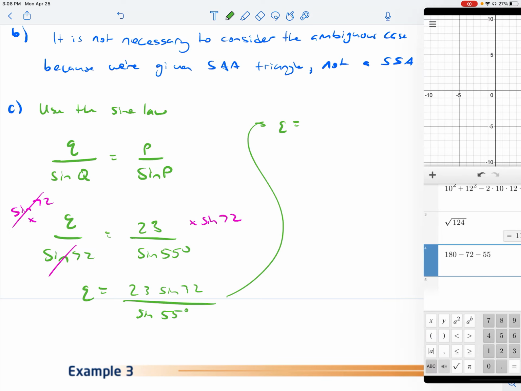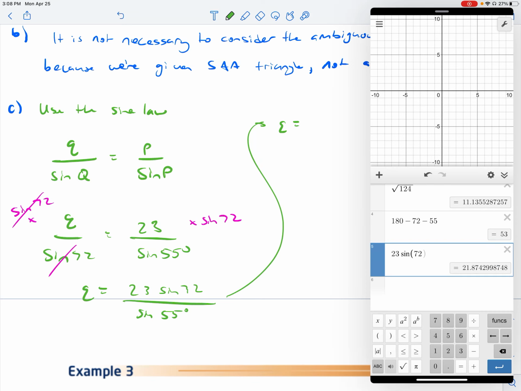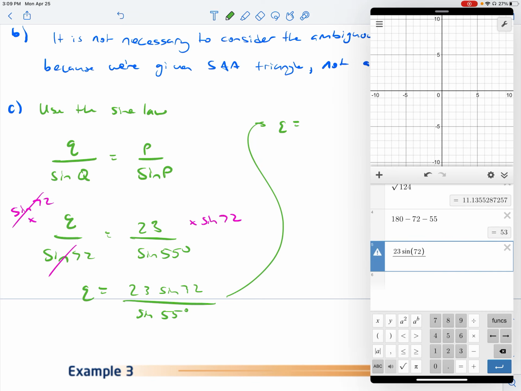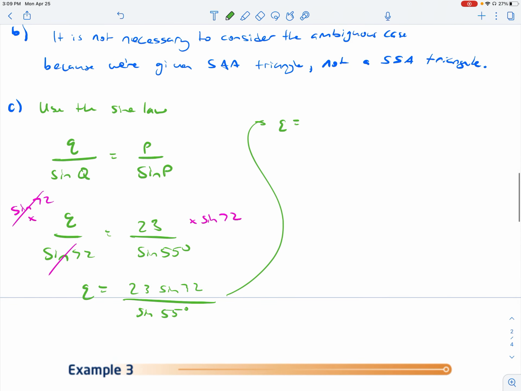We'll plug this in: 23 times sine of 72, and then all of this is divided by sine of 55, 26.7. So that's to the nearest tenth. We'll say Q is approximately 26.7 meters. Usually we just write a quick therefore statement. We can say therefore Romeo is 26.7 meters from Patina.